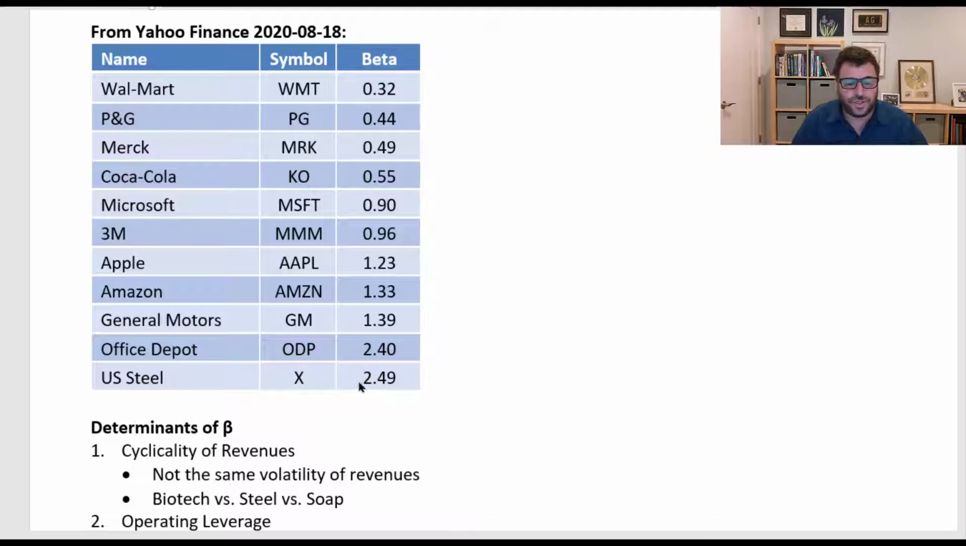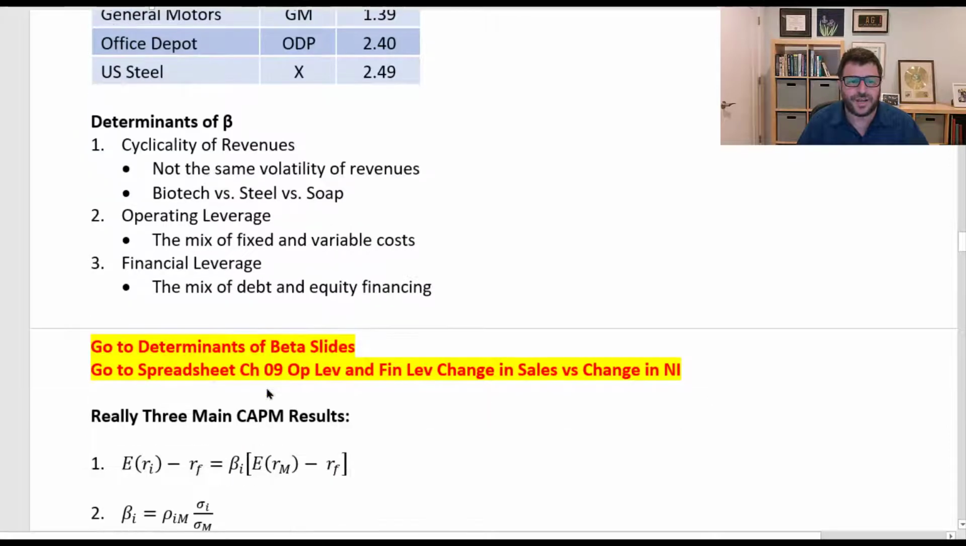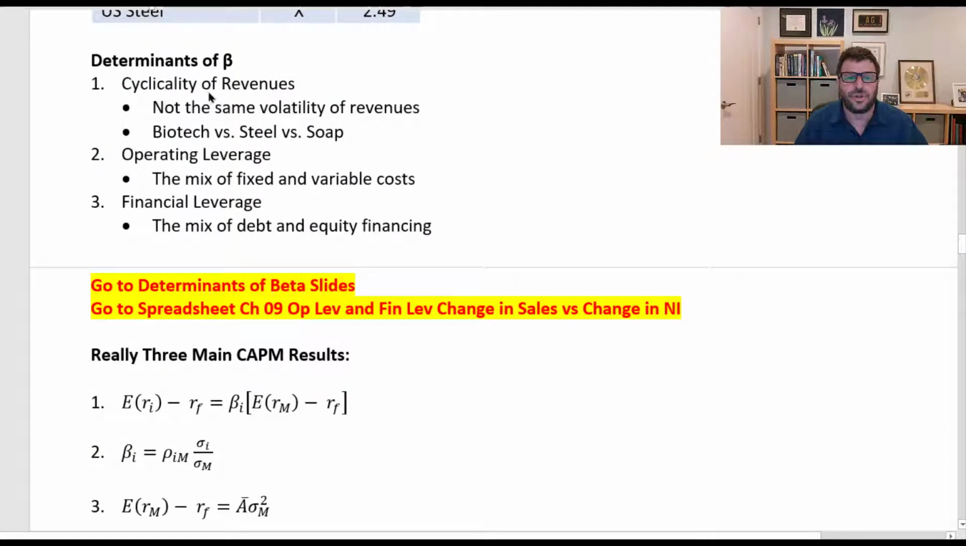So what is it that determines beta? Not how do we calculate this number, but what is it that makes this beta larger than this beta? And the first important factor is going to be how cyclical the revenues are. Now, it's not the same as the volatility of revenues. So I can think about biotech versus steel. Biotech might be extremely volatile, but not very cyclical. And so I would see a much lower beta for biotech than I would for steel. And then, of course, steel versus soap.